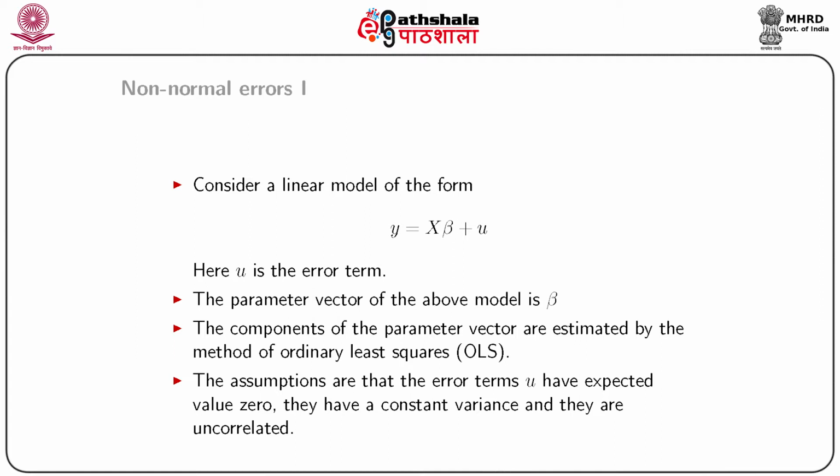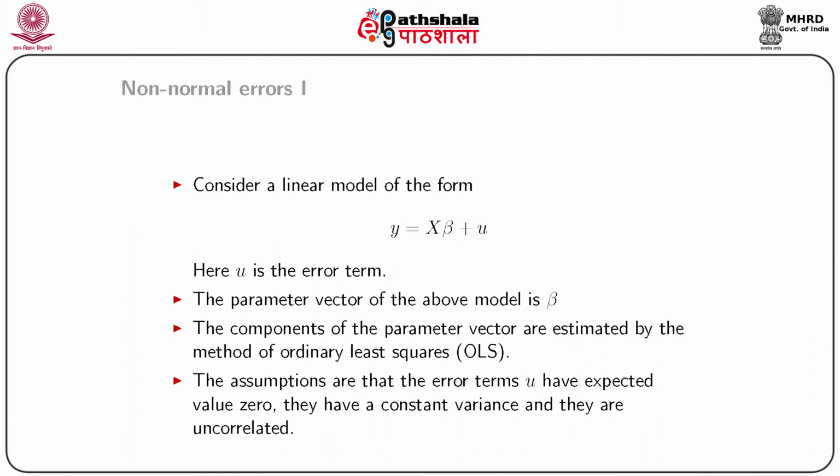We will also see how we can consider a linear model of the form y equals X beta plus u. This is a very standard form of a linear model where y is our dependent variable, X is the matrix of independent variables, beta is the vector of parameters, plus u is the error term. The parameter vector of the above model is beta, and it contains as many parameters as the number of independent variables that we are using plus the one parameter for intercept.